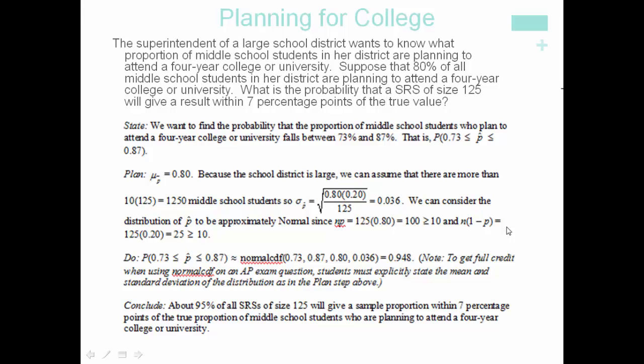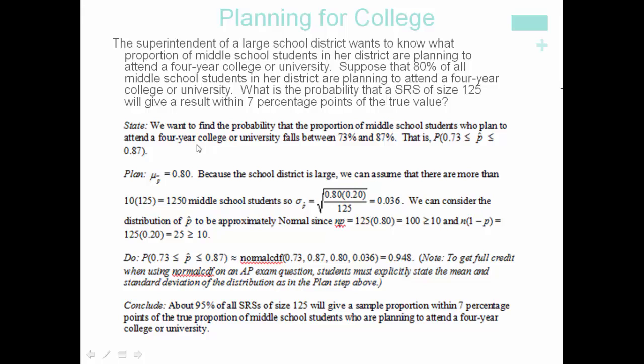Here's another example. The superintendent of a large school district wants to know what proportion of middle school students in her district are planning to attend a 4-year college or university. Suppose 80% of all middle school students in her district are planning to attend a 4-year college or university. What is the probability that a simple random sample of size 125 will give a result within 7 percentage points of the true value? First, we state the question.